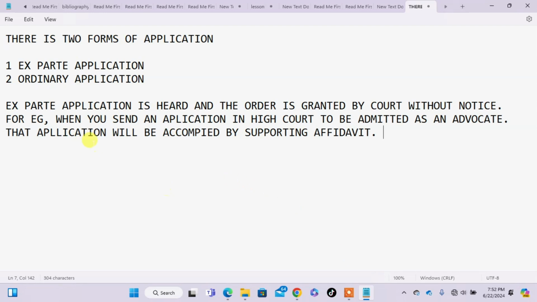An ex parte application is heard and granted by the court without notice. For example, when you want to be admitted as an advocate, you will send an application to the High Court with a supporting affidavit. The supporting affidavit shows that you have gone through pupillage at the Johannesburg Bar for 1 year and met the requirements set out in the Legal Practice Act. So you will use an ex parte application, and it will be granted without notice. But this one is different from an ordinary application.